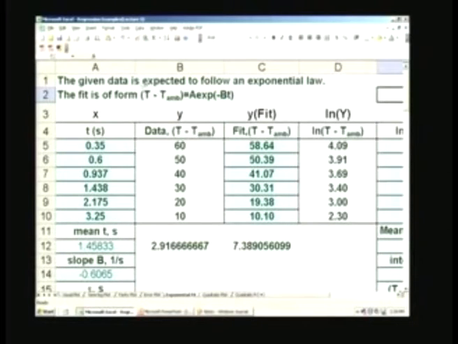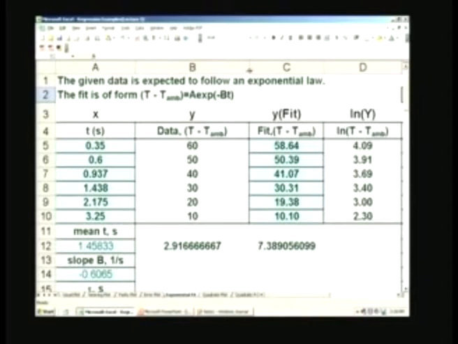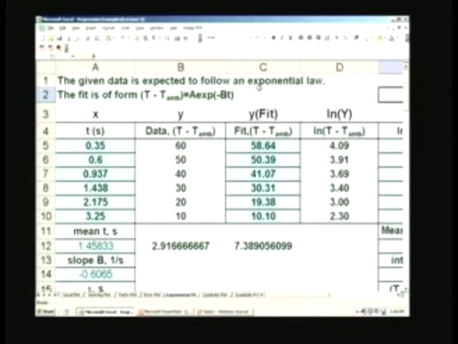That means that the cell can be resized by going up here and then dragging it and making it bigger or smaller as you want. Okay, now let us look at the data. There are 6 data points, 1, 2, 3, 4, 5, 6, and there are corresponding 6 values of temperatures. So 0.35, 60, 0.6, 50, 0.937, 40, 1.438, 30, 2.175, 20, and 3.25, 10. This is the given data.